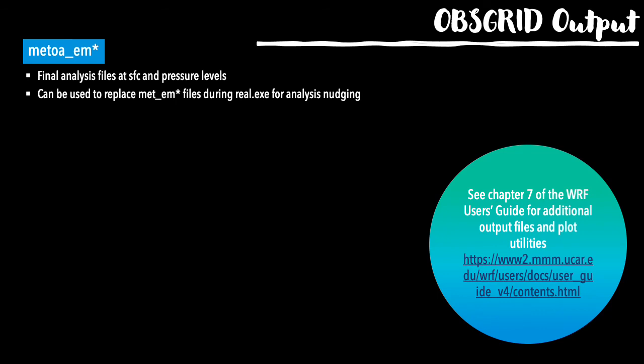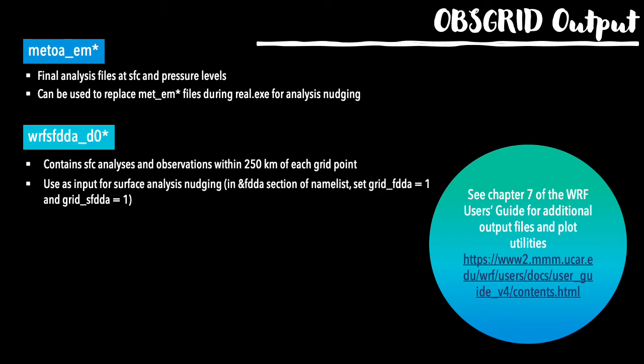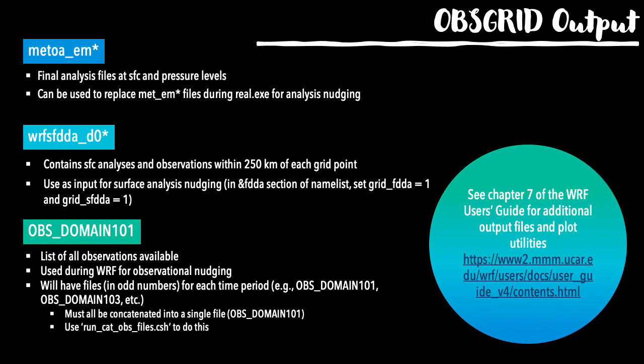When you run ObsGrid, there will be several types of output files. You likely will only need to use one type, but it depends on your intent. The MET_OA files are final analysis files at both surface and pressure levels. These files include the observations, so they are very similar to reanalysis data. The WRFFDDA files contain surface analyses and all observations within 250 kilometers of each grid point. You would use these files as input to WRF if you were doing surface analysis nudging. The OBS_DOMAIN files include all the observations available. These are used during WRF if you're planning on using observational nudging.